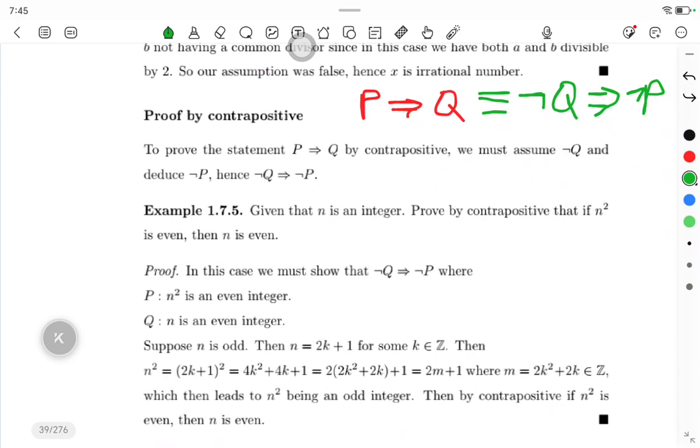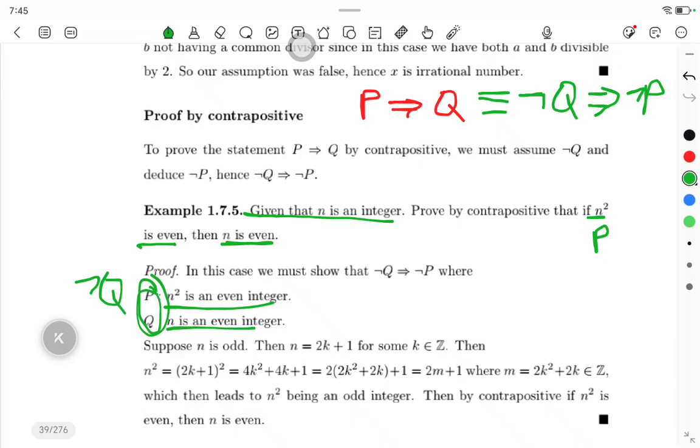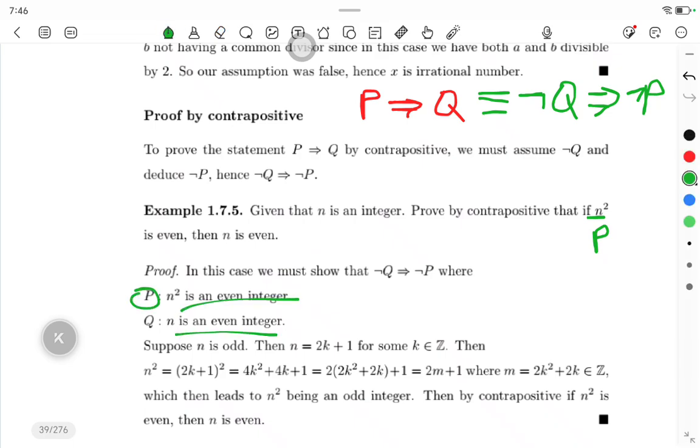So let's check. We're given a statement now. They say, given that n is an integer, prove by contrapositive that if n squared is even, then n is even. So first what we do, before we think of anything, remember I told you that this will be P, n squared is an even integer, and then this will be Q, n is an even integer. Remember here, we don't declare negated statements, we only declare positive statements. So we have that n squared is an even number, which is P, and n is an even integer, which is Q. They're all even integers, right?